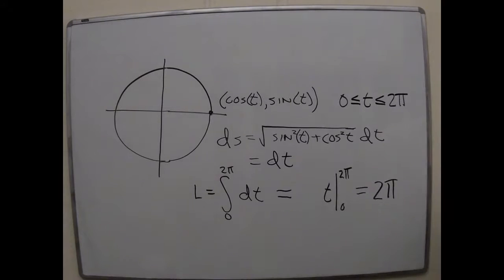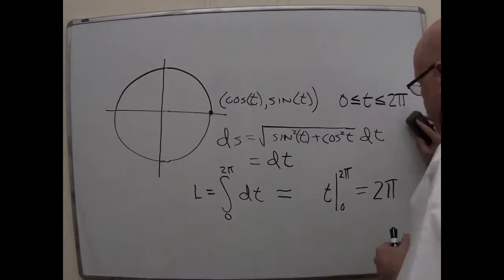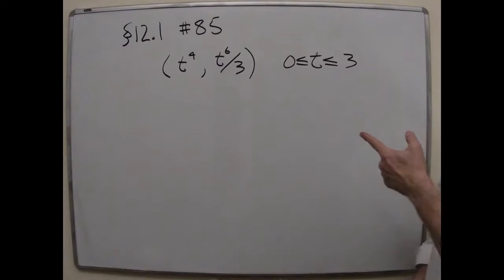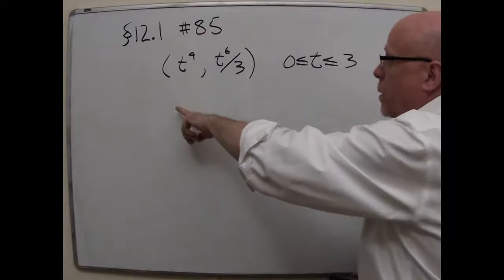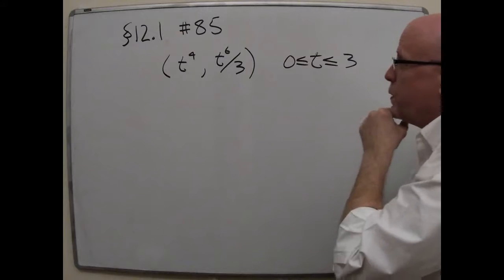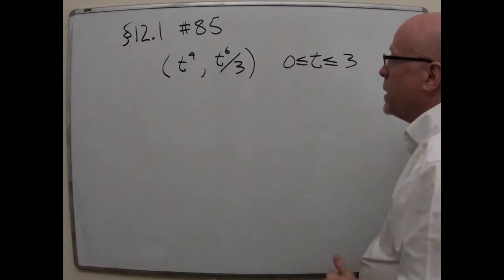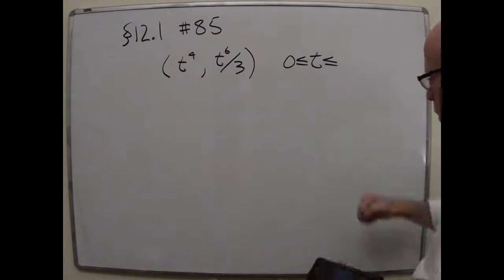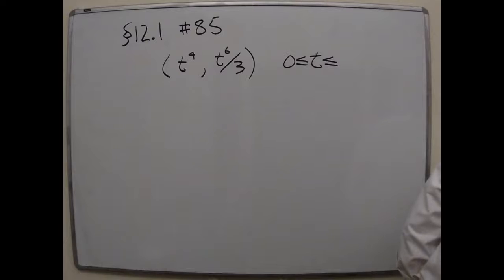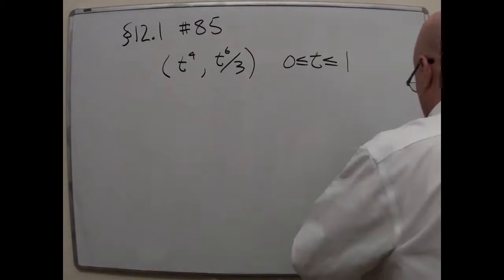There's a problem in the book that I have my eye on. It's number 85 in the 12.1 exercises. Yeah, so this is the problem I was after. Section 12.1, number 85. The x-coordinate of our point in motion is t to the 4th, and the y-coordinate is t to the 6 over 3. I think I misremembered the problem though. It was 0 to 1 is the range for the parameter.